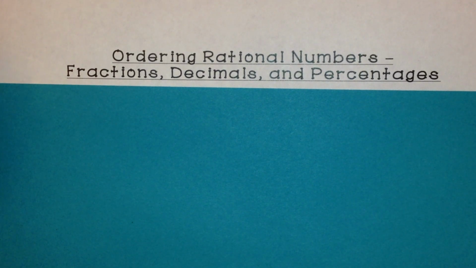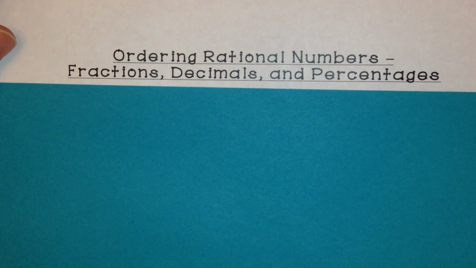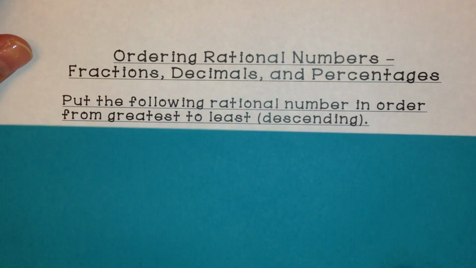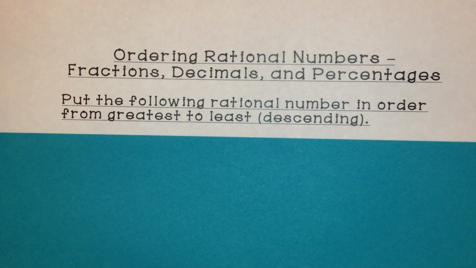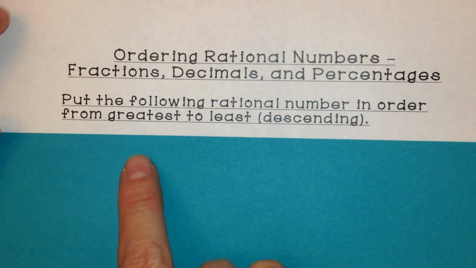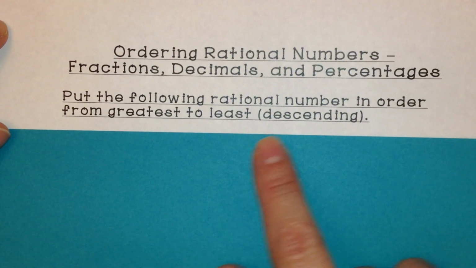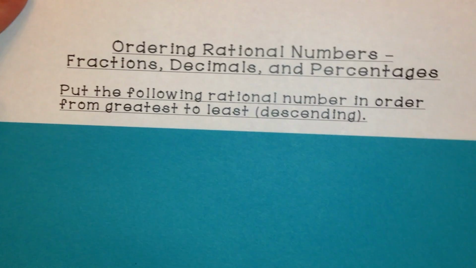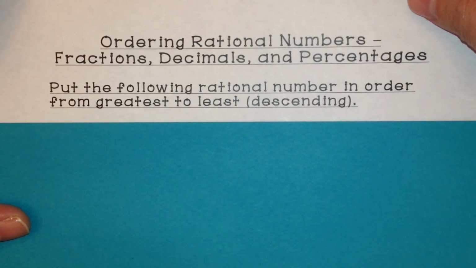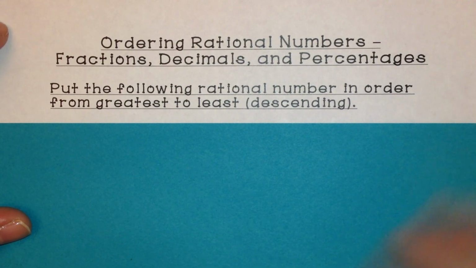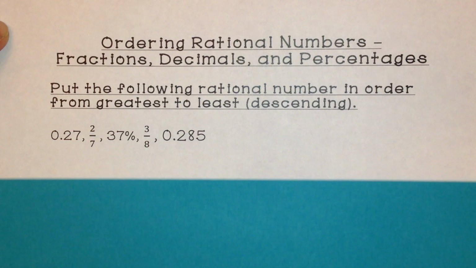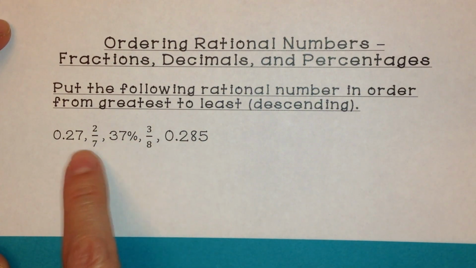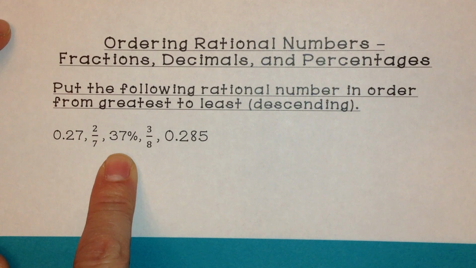This video is on ordering rational numbers, specifically fractions, decimals, and percentages. So we're going to put the following rational numbers in order from greatest to least. So that's descending order. If I had to put them in order from least to greatest, it would be ascending order. So we're going to do descending. So we have some decimals, some fractions, and a percent.